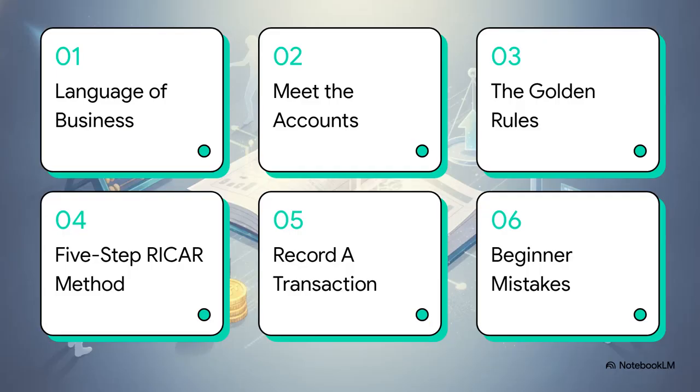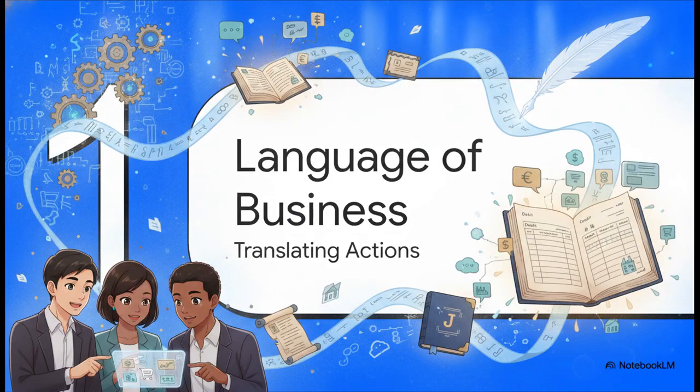Here's our roadmap for today's explainer. The language of business, meet the accounts, the golden rules, the 5-step RCAR method, recording a transaction, and finally, common beginner mistakes. Let's jump into Section 1, the language of business, translating actions into records.